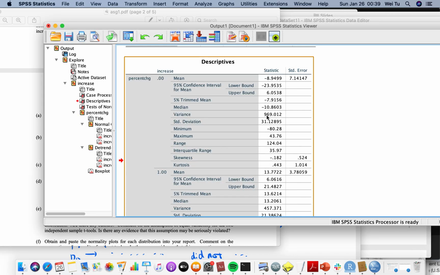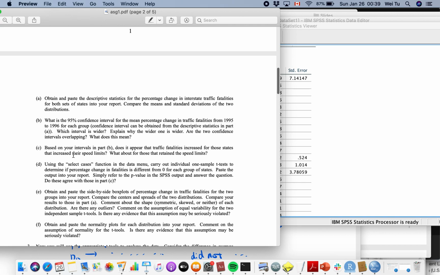There's a little bit of overlap. You will see that between these two intervals. So a little bit of overlap means that there's a small chance these two means might be equal. Okay, so that's B and C.